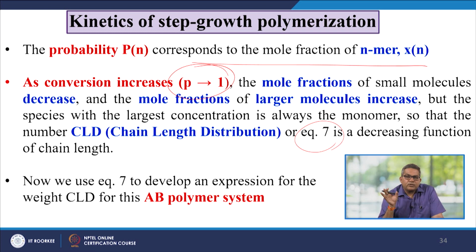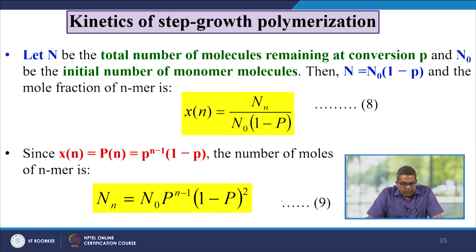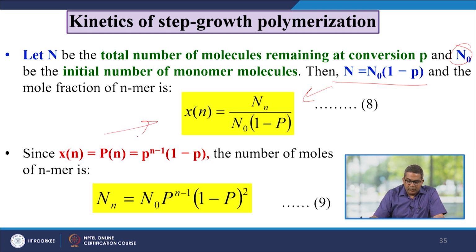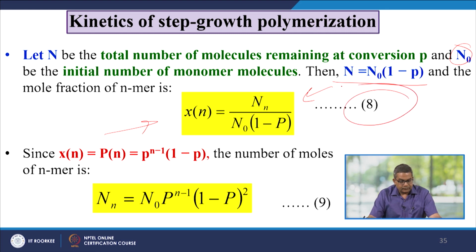So, we use equation 7 to develop an expression for the weight chain length distribution, CLD, for the AB polymeric system. Now, let N be the total number of molecules remaining at a given conversion and N naught be the initial number of monomer molecules. Then N is equal to N naught into 1 minus P. It is quite obvious. So, the mole fraction of n-mer, xn, is equal to Nn over N naught into 1 minus P, and this is our equation number 8.